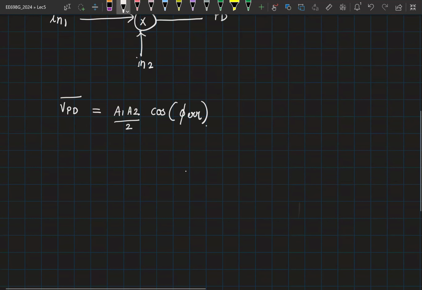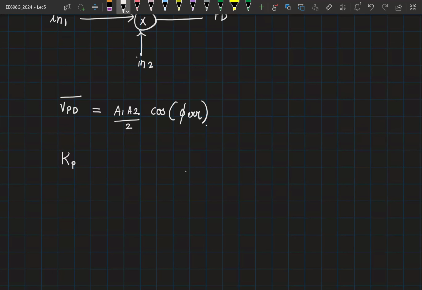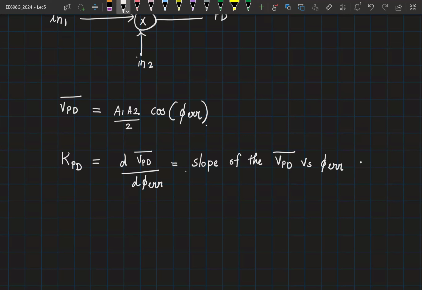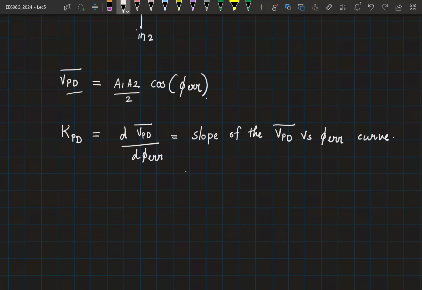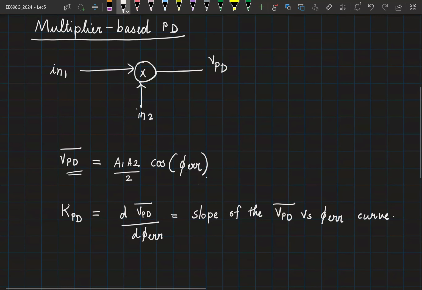right? Then we saw the definition for the gain of the phase detector, which we represented using KPD. What was the definition? That is the derivative of the VPD average with respect to phi error. This is also the same as the slope of the VPD average versus phi error curve. Okay, so quickly, please sketch VPD average and KPD for a multiplier-based PD.